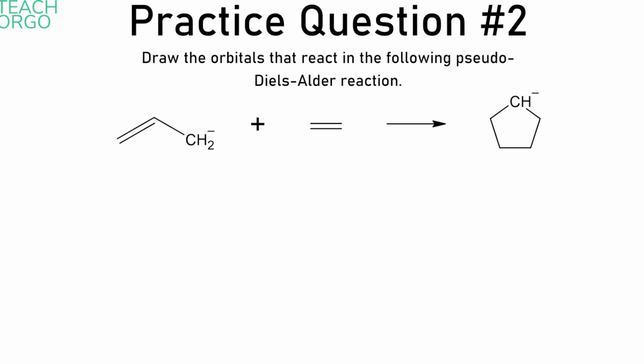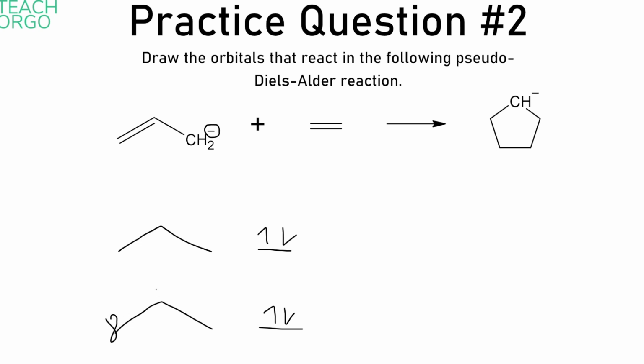Welcome back. So let's start by drawing in a similar fashion. We're going to draw this on the left side. We're going to start with the dienophile. Even though we don't have two double bonds, like I said, pseudo Diels Alder, so we're going to go exactly the way that we approached it originally. So we have 4 electrons to work with.